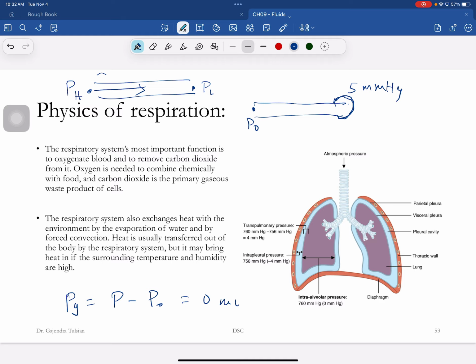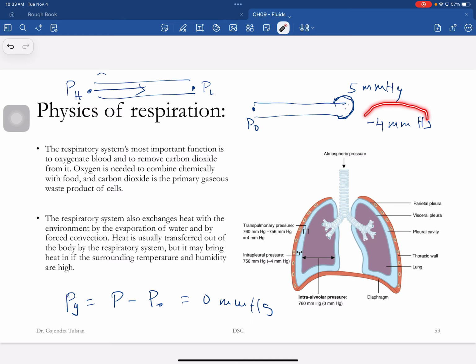Okay. And the gauge pressure in this cavity, the pleural cavity, the intrapleural pressure, is minus 4 millimeters of mercury. In your alveolus, the pressure is 5 millimeters of mercury. Surrounding it is minus 4 millimeters of mercury. What you want is this pressure to go below zero for air to move in. So this is still not enough. 5 minus 4 is still plus 1. This pressure is still higher than that pressure.